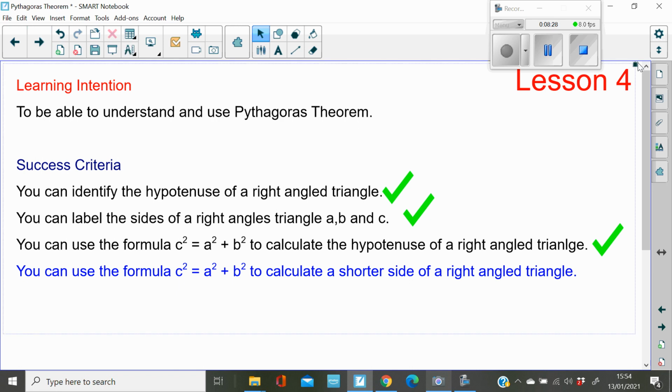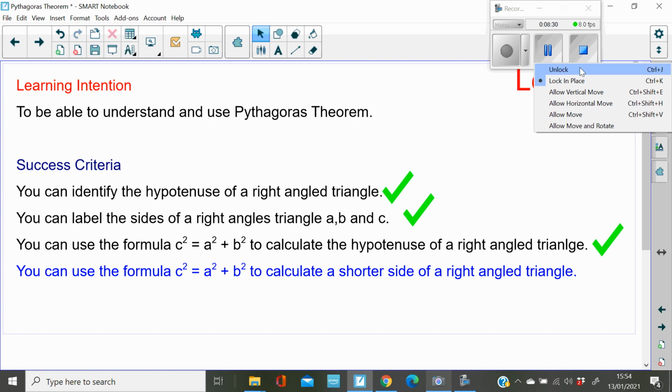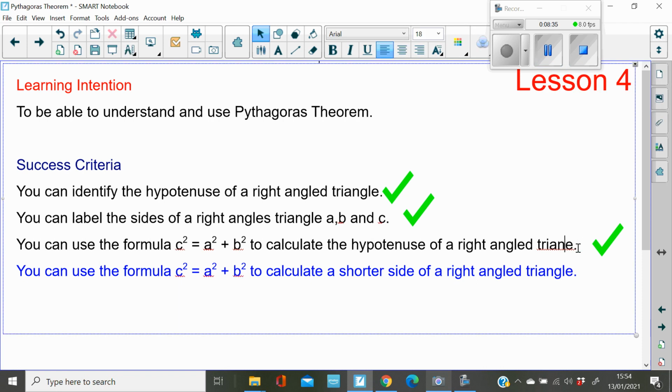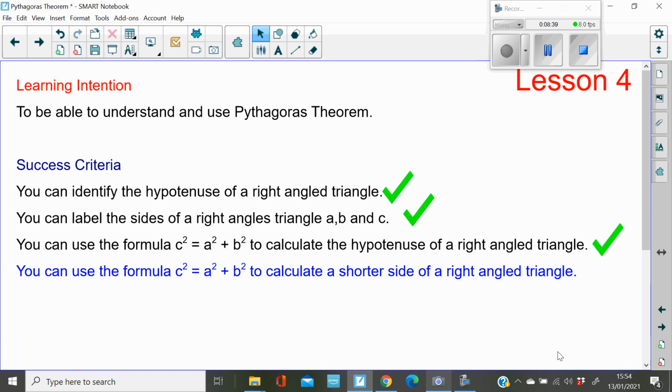So once you have done those things and you've practiced by looking at the exercise which I posted in lesson 3, I'll also post the solutions to that so you can look those up and just check you got those correct. Again, if you have any issues, just please let me know by posting in Teams. And the next thing we're going to do is use the formula to calculate a shorter side. So rather than the hypotenuse, you're going to calculate the shorter side of a right angle triangle.